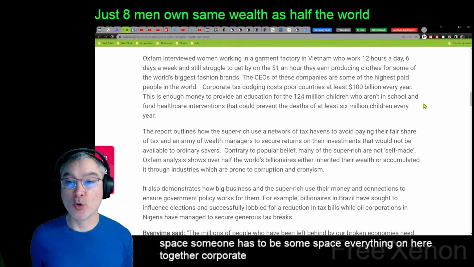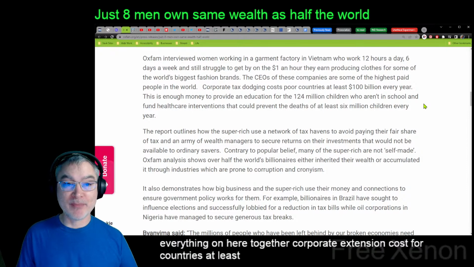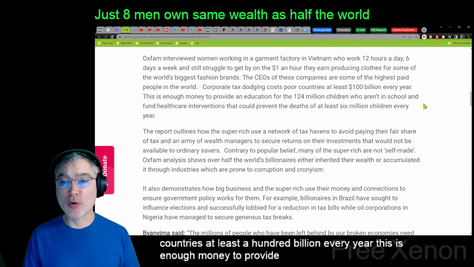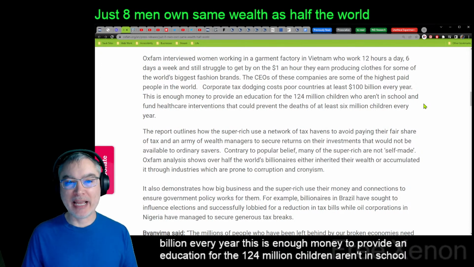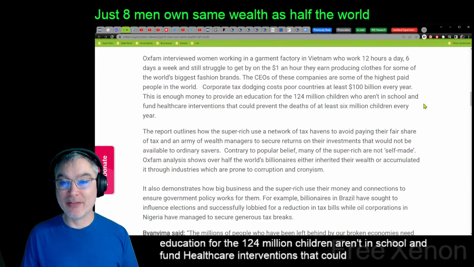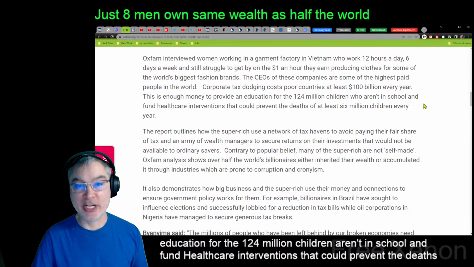Corporate tax dodging costs poor countries at least $100 billion every year. This is enough money to provide an education for the 124 million children who aren't in school and fund healthcare interventions that could prevent the deaths of at least 6 million children every year.